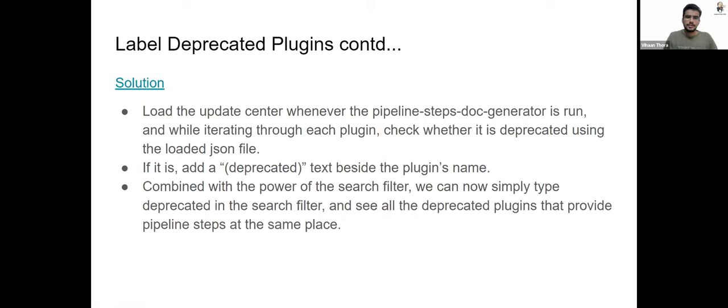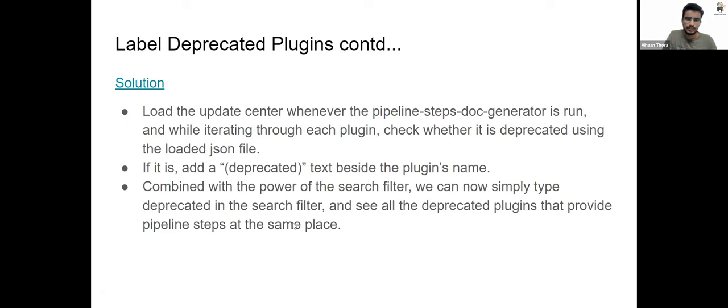And what I did was I used the update center, as Dheeraj mentioned in this project before, to see if a plugin is deprecated or not. So I have a list of all the plugins that provide pipeline steps. I have a map of that. And I can simply iterate through the keys of that map and see whether that has an entry as a deprecation to true in our update center file. And if that is the case, then we'll add a deprecated text label near that plugin's name itself.